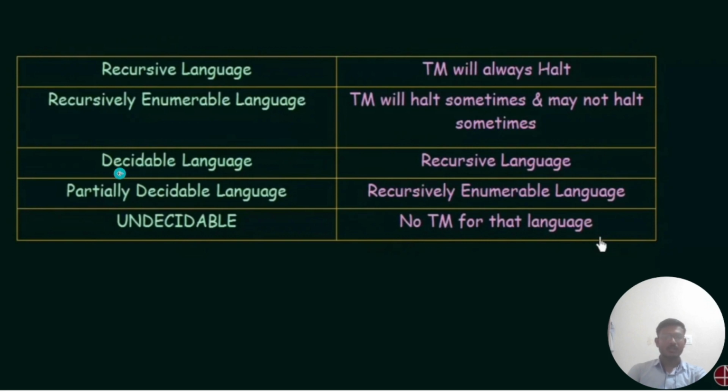So what is a decidable language? Decidable languages are recursive languages. Recursive language means the Turing machine will halt for both cases. Partially decidable languages are those languages which are recursively enumerable languages. If the language is undecidable, it means that there exists no Turing machine for that language.